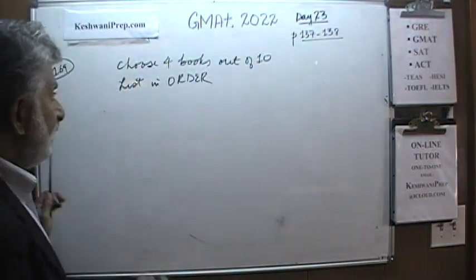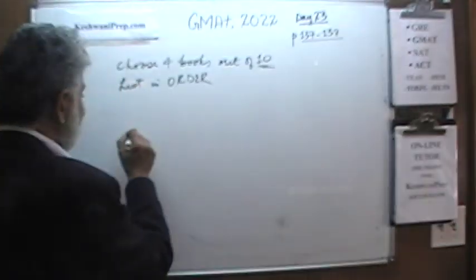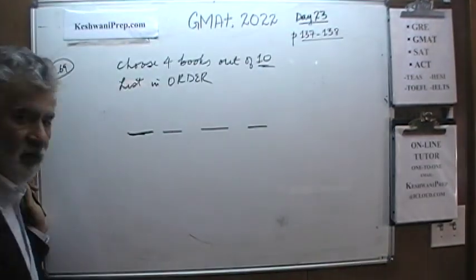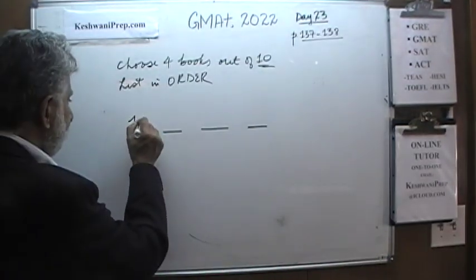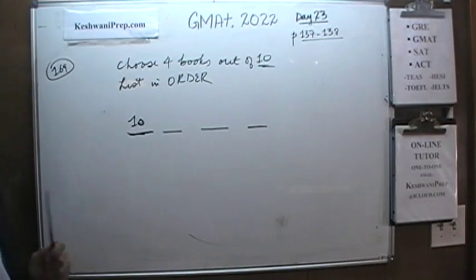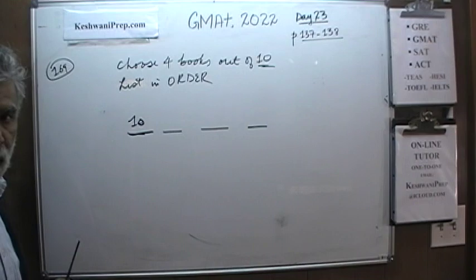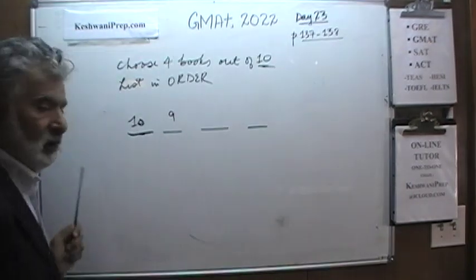Well, since there are 10 books and I'm going to read 4 of them, how many different ways can I pick the first book? Obviously 10, because there are 10 of them. Once I have picked the first book, how many different ways can I pick a second book? Obviously 9, because I'm not going to put back the book that I picked first, because I'm not going to reread it. I'm reading 4 different books.